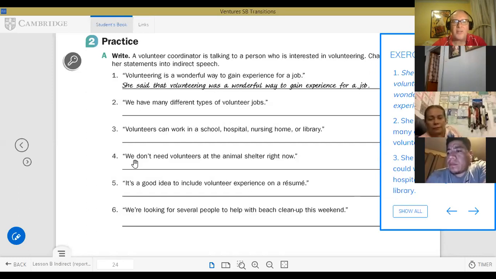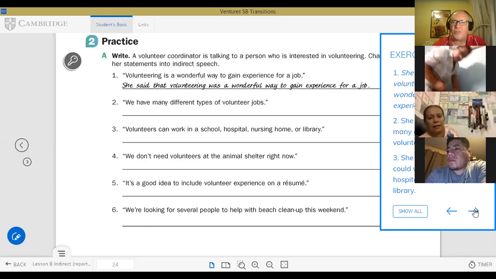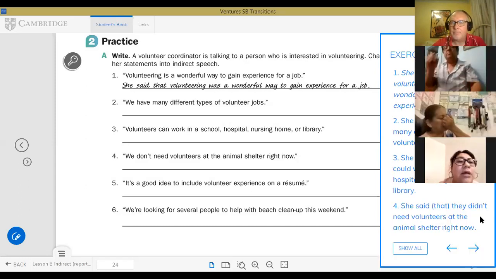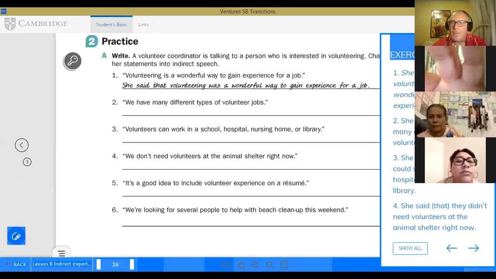All right. This one is a negative, but simple present. So what are we going to say for this one? "We don't need volunteers at the animal shelter." No, remember, she said that, so we change it to the person. So she said that they didn't need volunteers at the animal shelter. They said that they didn't need volunteers at the animal shelter. Right. Okay.